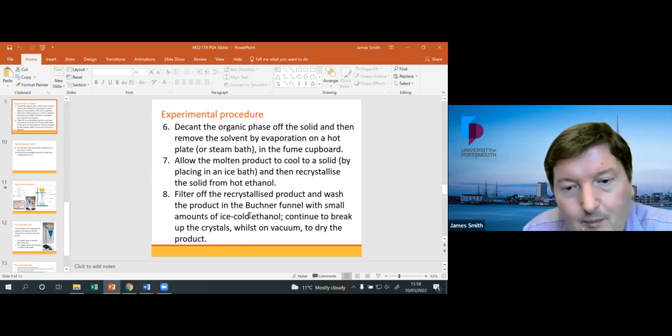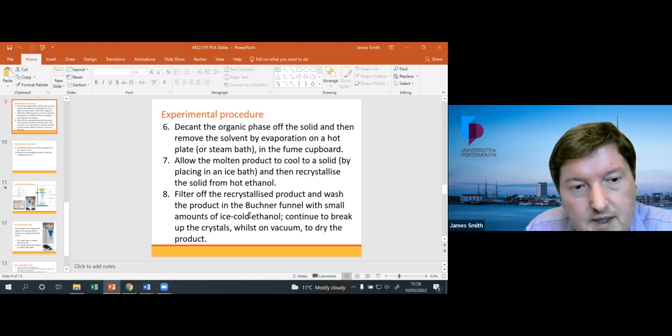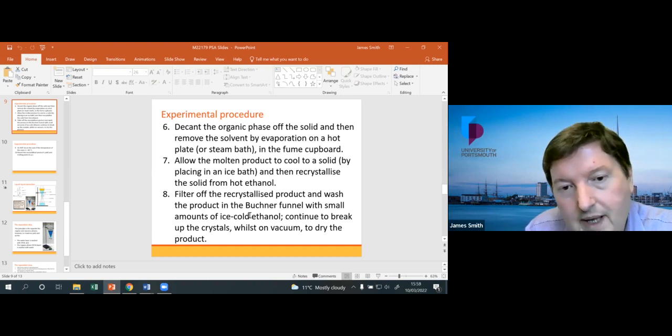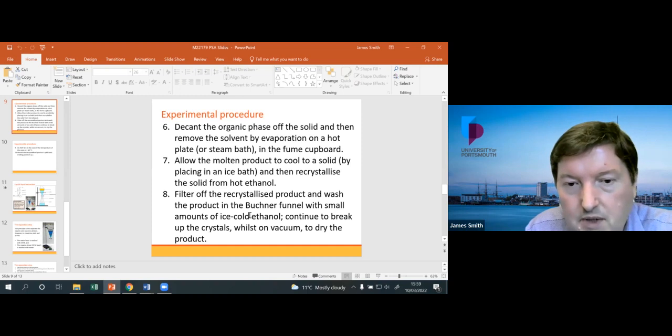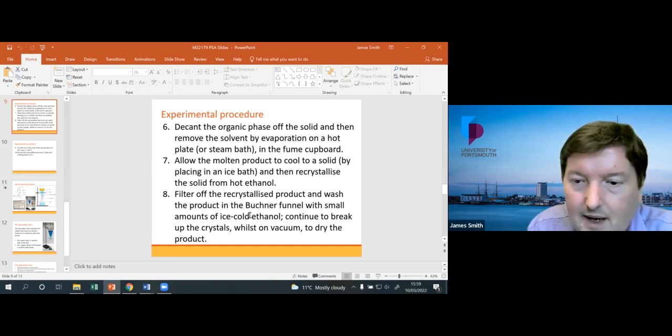And then you're going to do the melting point to assess the purity. So work out the percentage yield, work out the melting point, and that's you done. Tidy everything up, and that will be the end of the 4-hour practical.